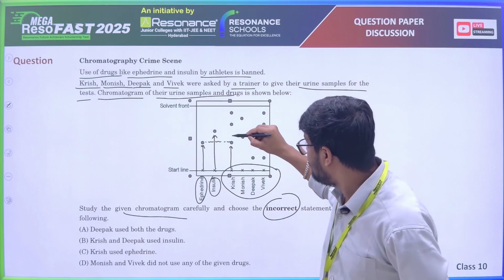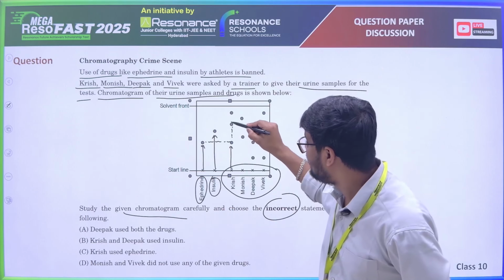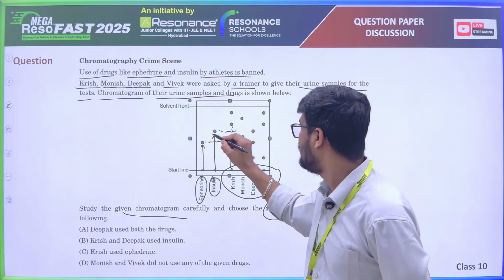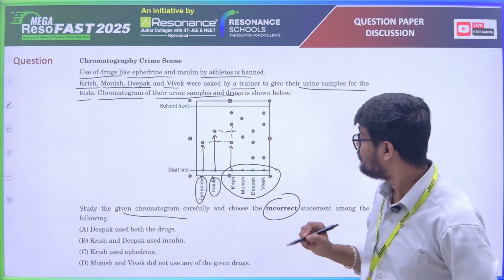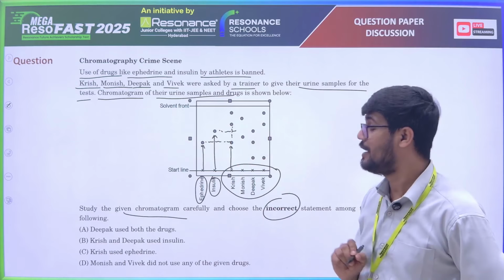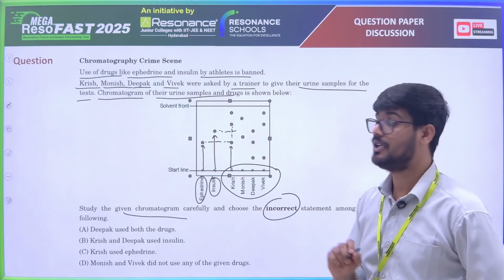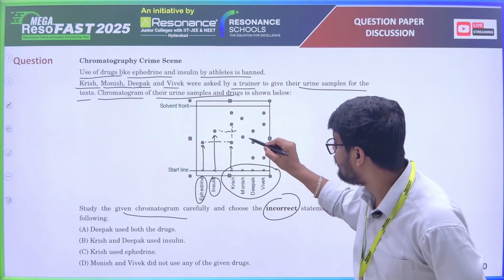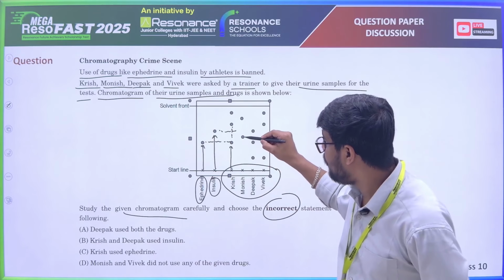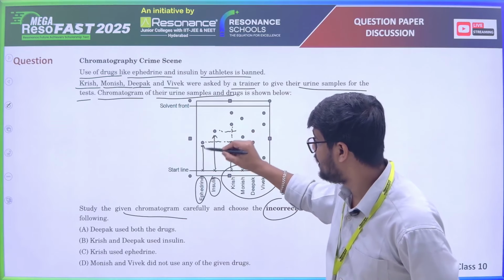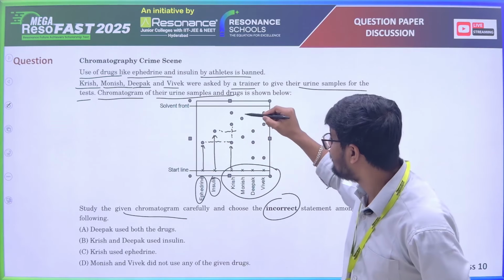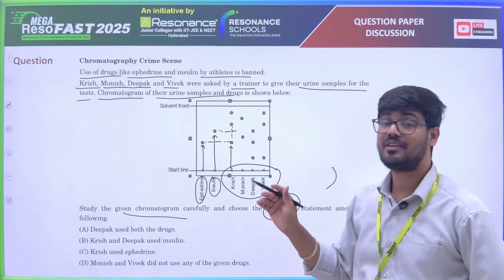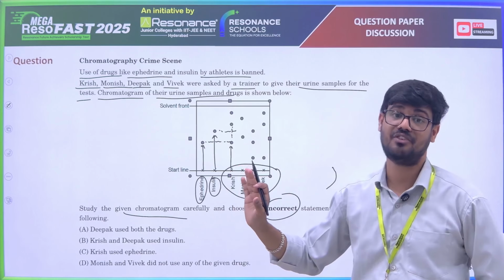Next, if you go above, this spot is not matching, because see, it is not matching. So that means Krish is having only ephedrine. Next, Monish. Here you can see this spot is in between these two, insulin and ephedrine, and the other spot is also at a different place. So Monish is not having any drug.